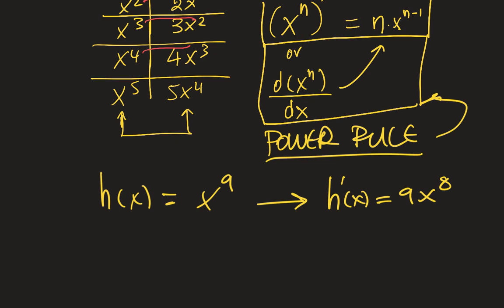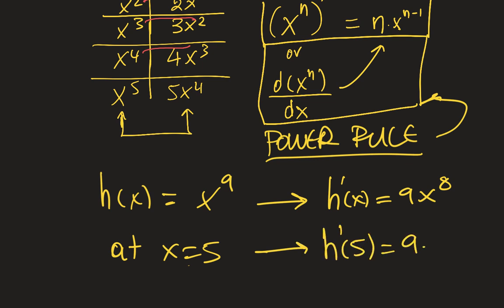And if I want to find that at a specific point, no, I'm not going to calculate it. I'm going to be clever, because sometimes I can be clever. So at x equals 5, I just substitute, and that's going to become 9 times 5 to the power of 8. And I wasn't that clever after all, because I'm not going to calculate 5 to the power of 8 without a calculator. But that is the power rule.